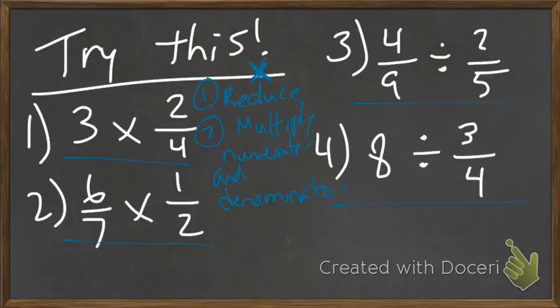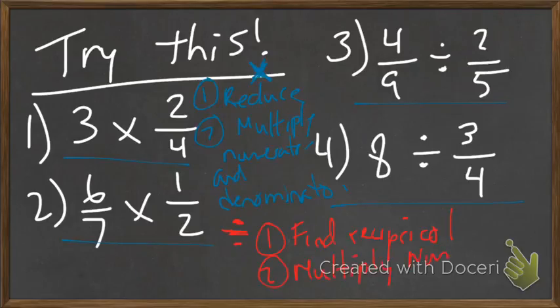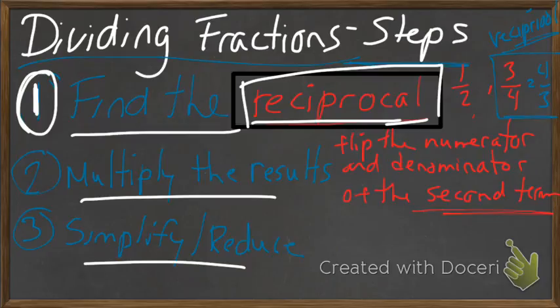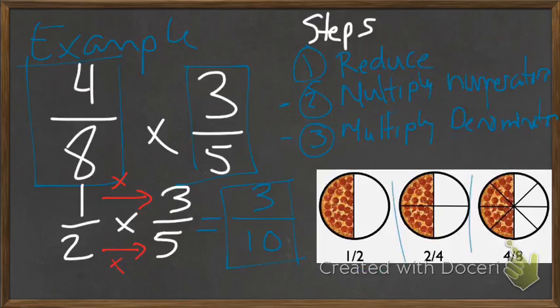When you're dividing, division, step 1 is to find the reciprocal. Step 2 is to multiply numerator and denominator. And I apologize for the watermark that's here and you can't see it, but you can always go back to our steps. Steps for dividing and steps for multiplying.